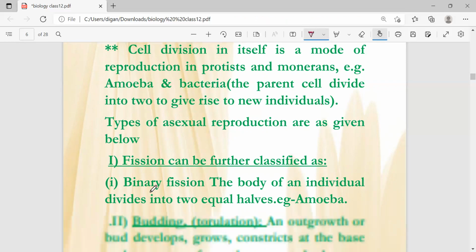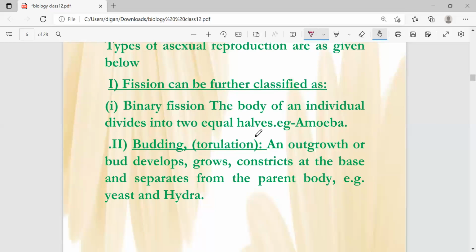First one is fission. Fission can be further classified as binary fission. So fission means what? Fission means just splitting, just breakdown. It means the body of an individual is divided into two equal halves. Example, amoeba. The reproduction of amoeba, already I have explained. That process is called fission. Binary means bi means two. So in this case, the parent body breaks down into two offspring. That's why it is called binary fission.